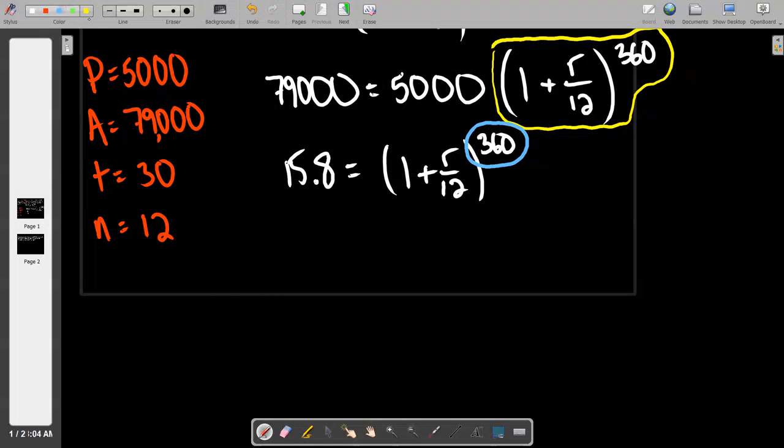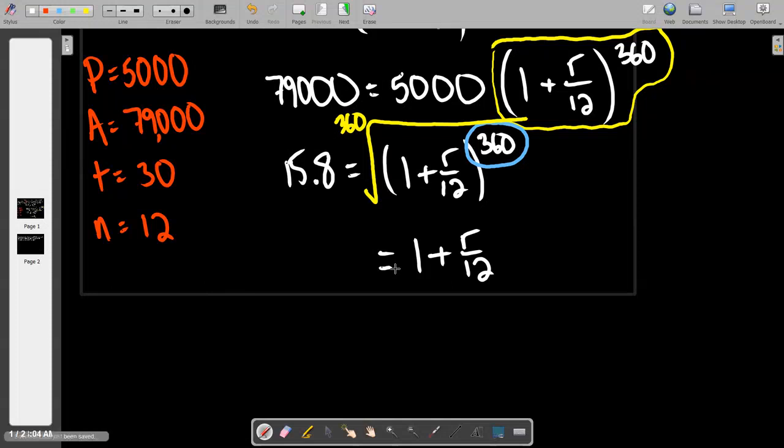So what winds up happening is over here on the right-hand side, I'm going to take the 360th root, and what I'm going to get is this. That's how this works. If you apply a root to a corresponding power, they perfectly, cleanly, inversely kill each other, dropping, and everyone is now free to move about the cabin. But the issue now is that on the left side, I have the 360th root of 15.8.